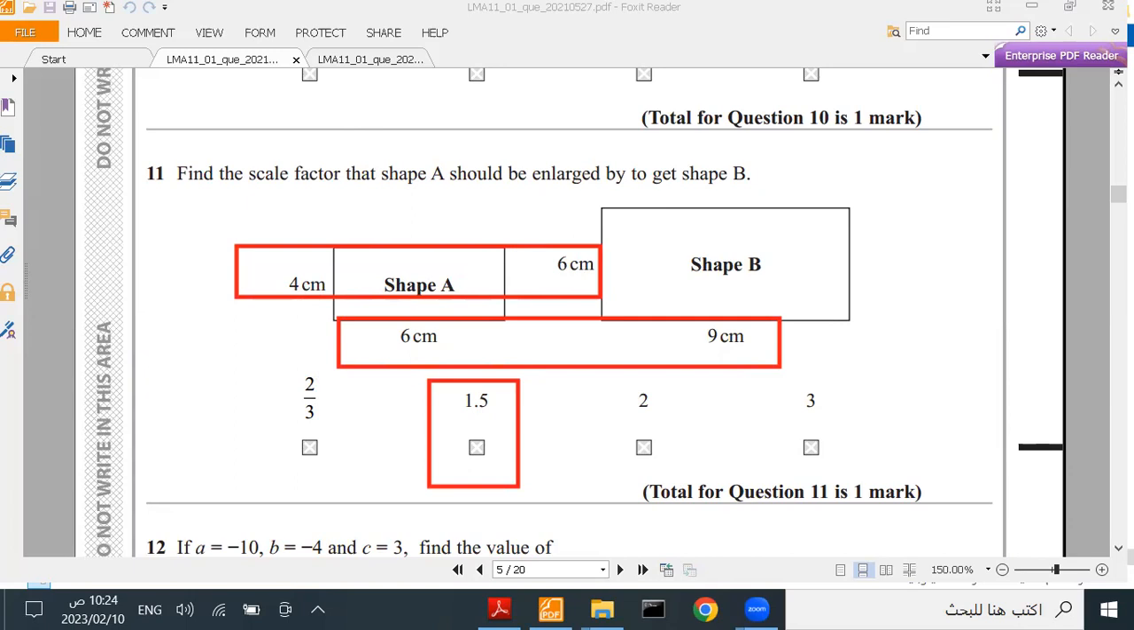So we have to focus on dividing. We don't divide 9 by 6 in the other direction. Not necessarily, same side, different shapes. Same side, different shapes. Okay, that's it. Let's move on to the next question.